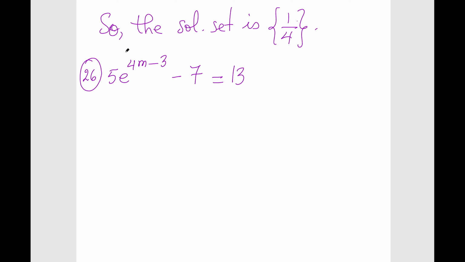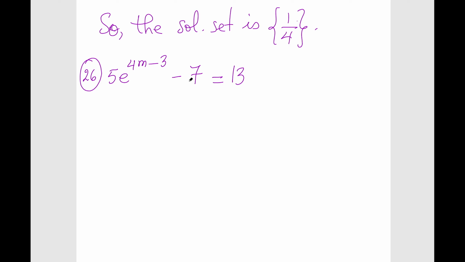So we want to undo all the actions that are done on m, in some sense. m is multiplied by 4, and then that result is subtracted by 3, and then the exponential function with base e is acting on that, and then the result is multiplied by 5, right? We're going to undo it in the same order but backward. We're going to eliminate the 5, and then eliminate the e, and then eliminate the 3, and then eliminate the 4, to free the m, to solve for m.